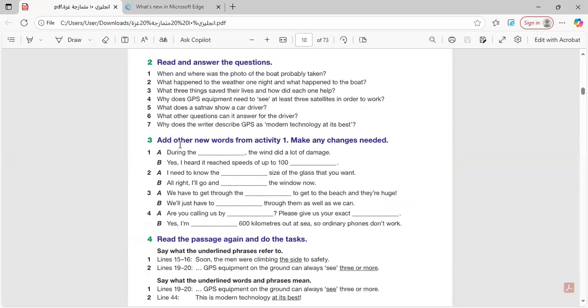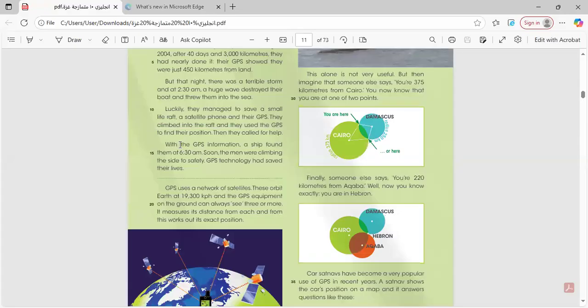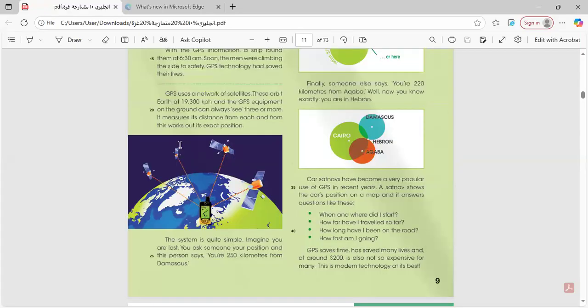Number 5: what does a sat nav show a car driver? What information does a sat nav give to the car driver? Let's see, based on this passage, where's sat nav? Yes, here. You see here, a sat nav shows the car's position on a map, and it answers questions like this.